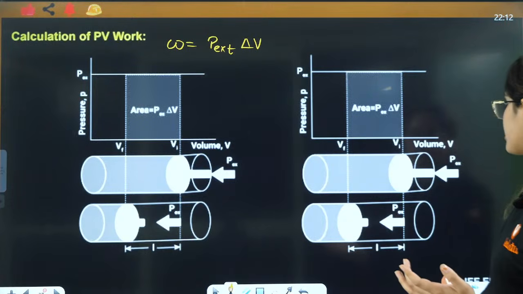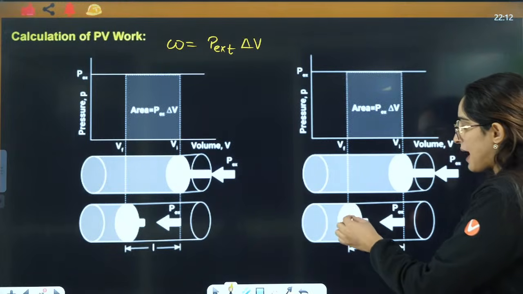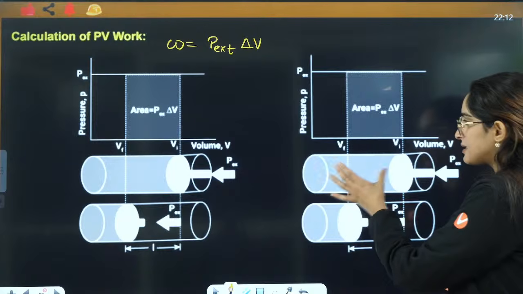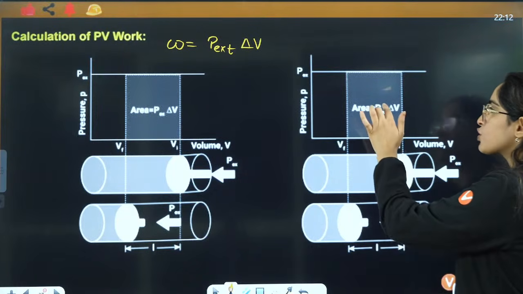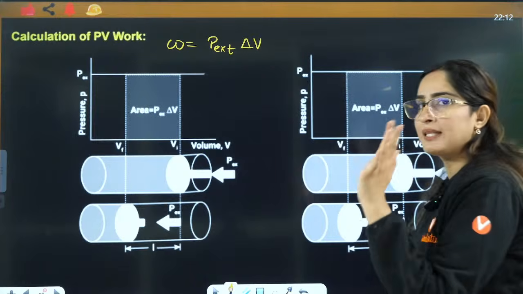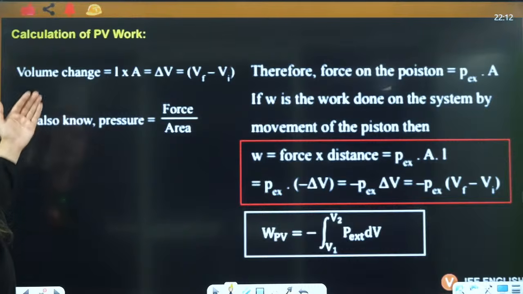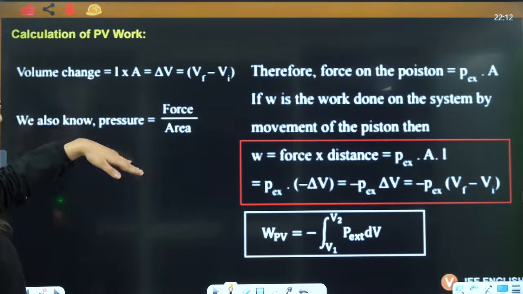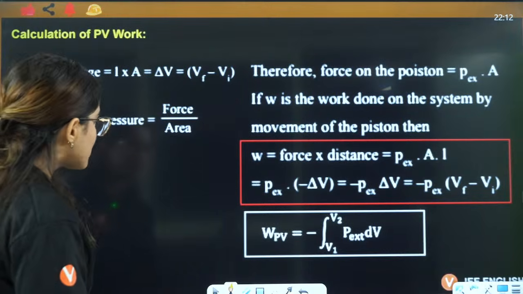this is actually the same diagram only. Chalo, I'll do the opposite, okay? What if expansion is happening? This is the initial and this is the final, right? Then also P external delta V will be the answer here, right? So that is work done. You just have to know all of these derivations. You don't have to do them, but still I'll tell you this, right?